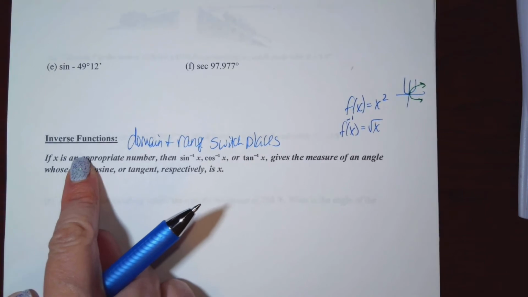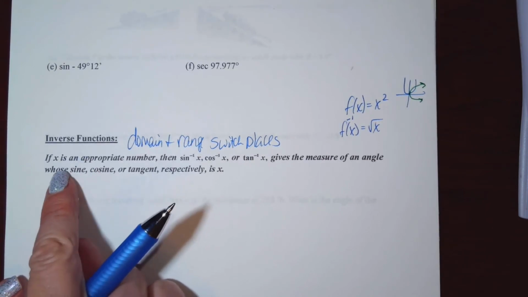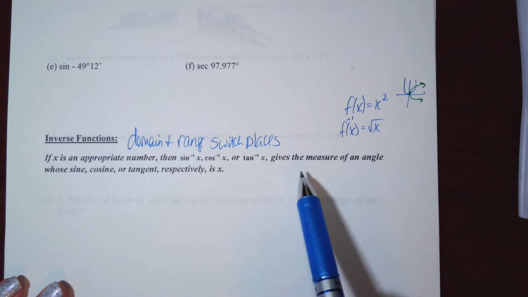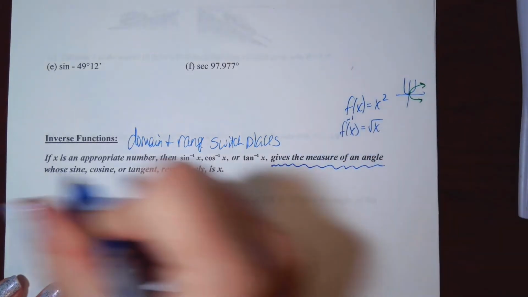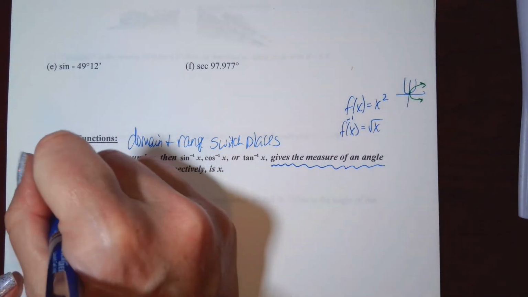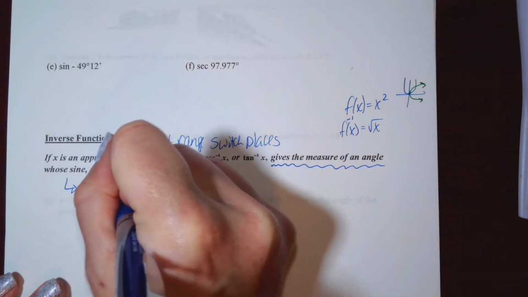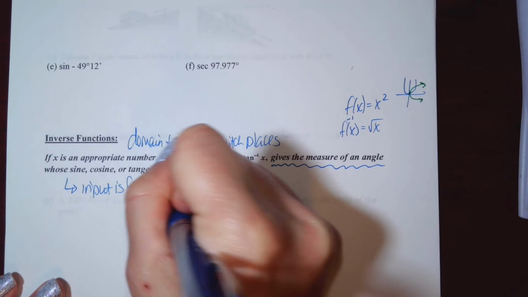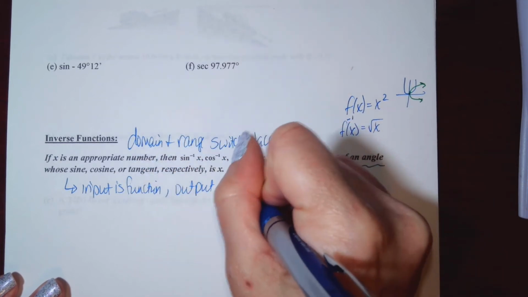Inverse and reciprocal functions are not the same thing. Inverse function means that I am plugging in a function value and I'm getting out the measure of an angle that has that function value. Inverse functions, therefore, the input is the function value and the output is the angle.